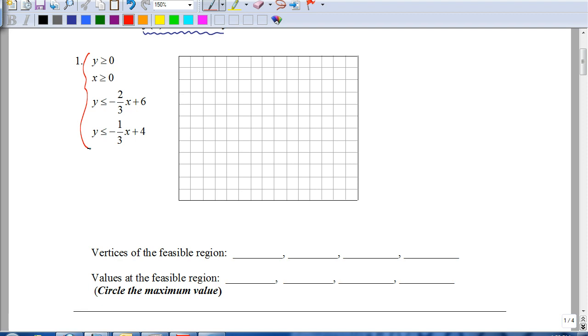So y is greater than or equal to 0. Now remember, that is going to be a horizontal line going through where y is 0. And greater than or equal to 0 would include all the points above the line. X is greater than or equal to 0 is going to be a vertical line going through where x is 0. And it's greater than that, so we're referring to all the points to the right of that line. So right now I'm focusing in on quadrant 1.